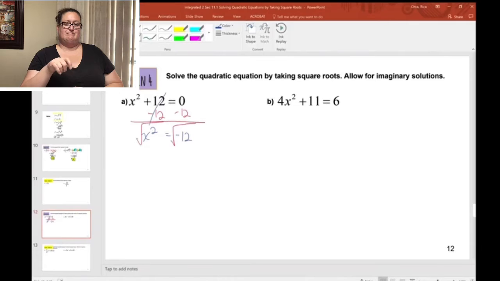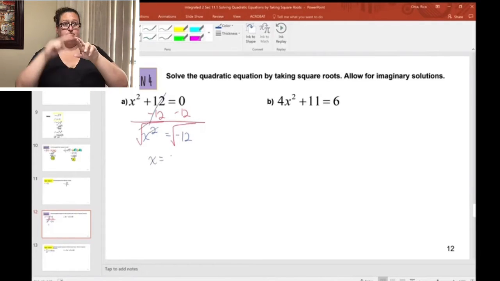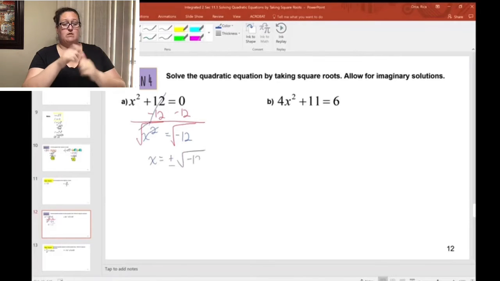The square and the square root will cancel out, leaving us with x equals plus or minus the square root of -12. Unfortunately, the square root of -12 is not a perfect square. So let's go ahead and break it apart. Let's do a side note.